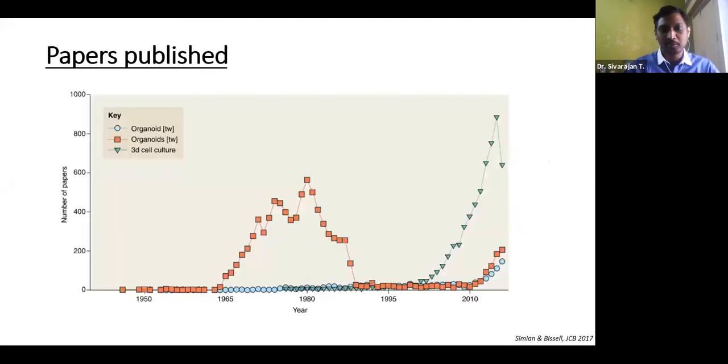When we do a PubMed search for keywords like organs, organoids, organoid, 3D cell culture, you can see a sharp increase between 1965 and the 1990s. This is sort of a false positive because the papers just picked up any work that was done on organs. So let's not consider them. But once you see from 1999 or 2000 onwards, you see a sharp increase in 3D cell culture. All this is because there have been certain scientific breakthroughs which allow people to study 3D structures.